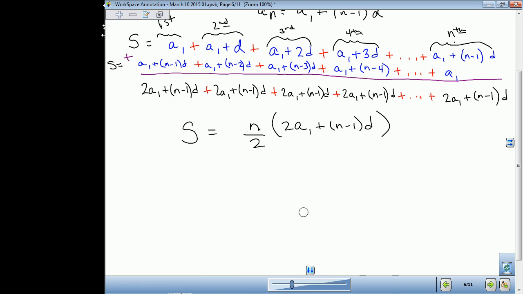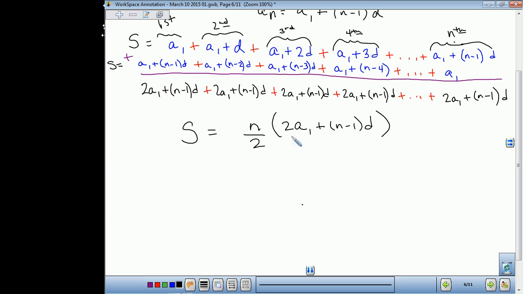This is one of the equations that will give us the sum of an arithmetic series. You take the number of terms, divide by 2, and multiply that times this: twice the first term plus the number of terms minus 1 times the common difference. That is impressive. This looks very different from what Gauss did, doesn't it? It does look different.